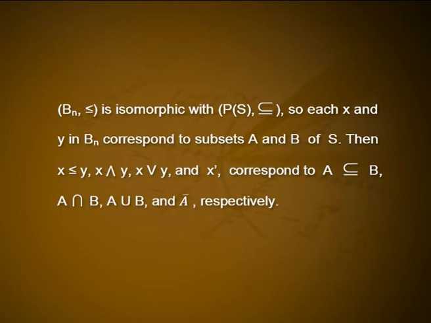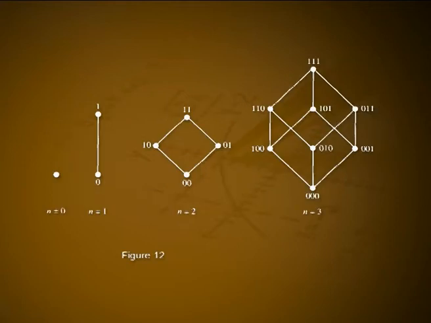So, each x and y in Bn correspond to subsets A and B of S. Then x less than or equal to y, x meet y, x join y and x dash correspond to A subset of B, A intersection B, A union B and A complement respectively. Figure 12 gives the Hasse diagrams for Bn for n equal to 0, 1, 2 and 3.